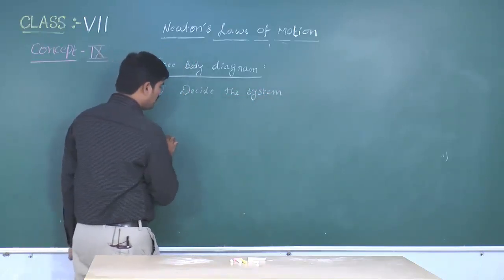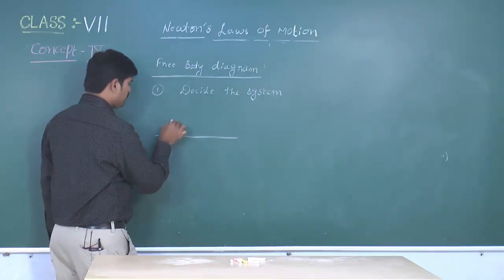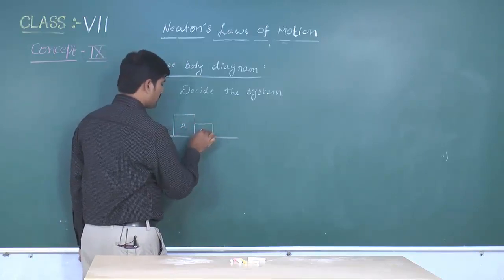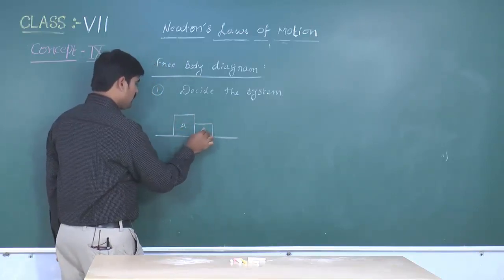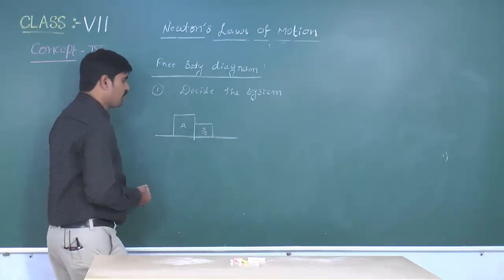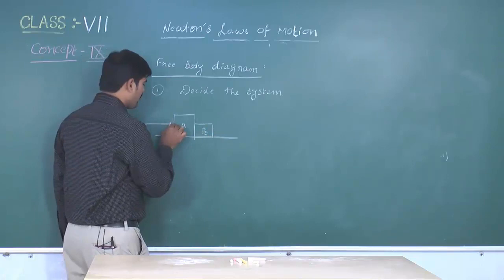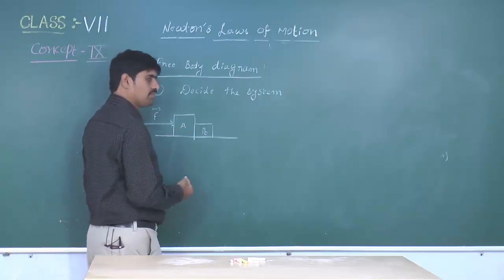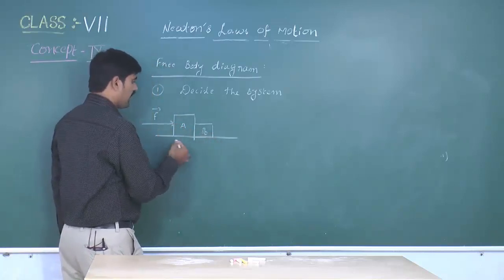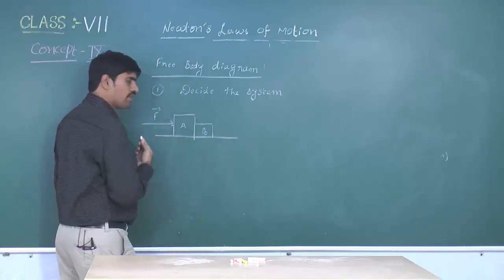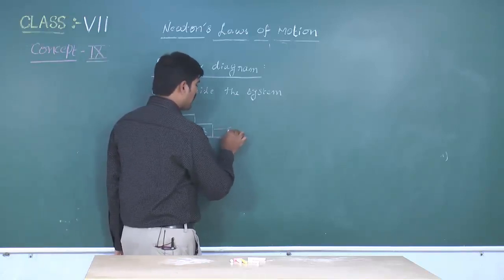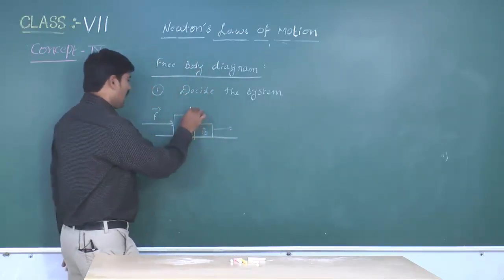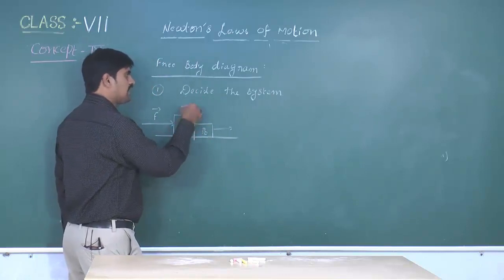For example, two blocks A and B are in contact. I applied a force on the system, on the block A. Now it is a frictionless surface. Now the blocks are moving with the same acceleration. Now your choice is to decide the system.